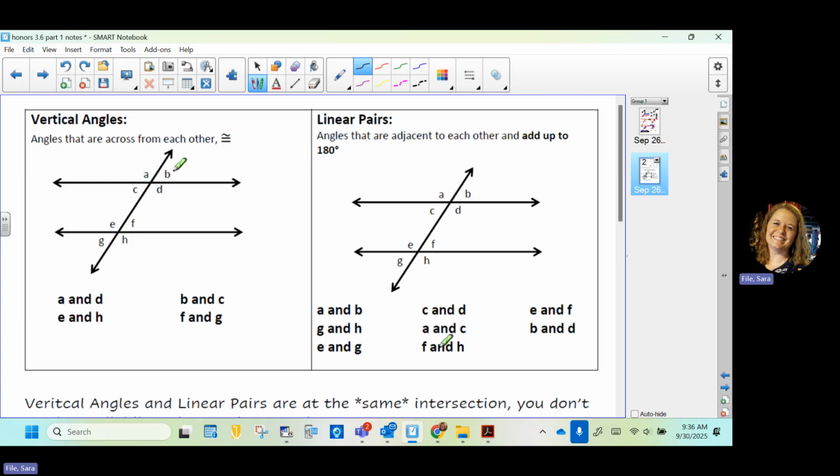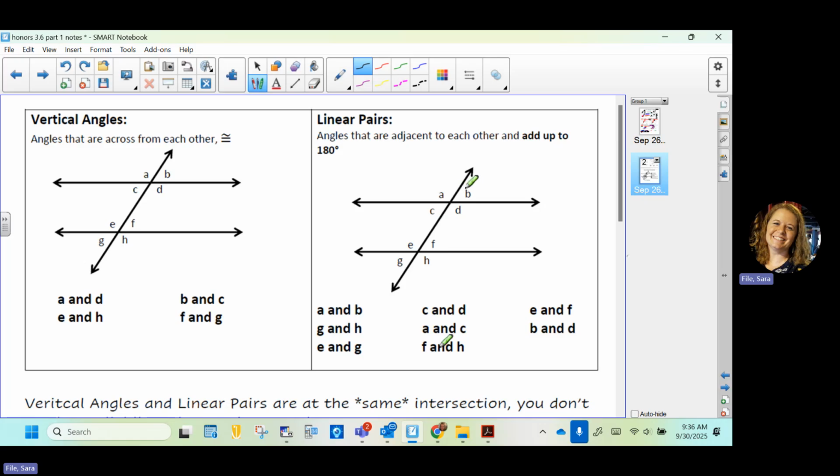You don't have to have parallel lines and transversal to have vertical angles. Vertical angles appear at one intersection. You don't even need the second intersection to have vertical angles, right? So this is not something special with parallel lines and a transversal. Vertical angles happen at any intersection. Okay, linear pairs, same thing. These happen at any intersection. They're going to be at the same intersection. Okay, you don't need parallel lines to have this.